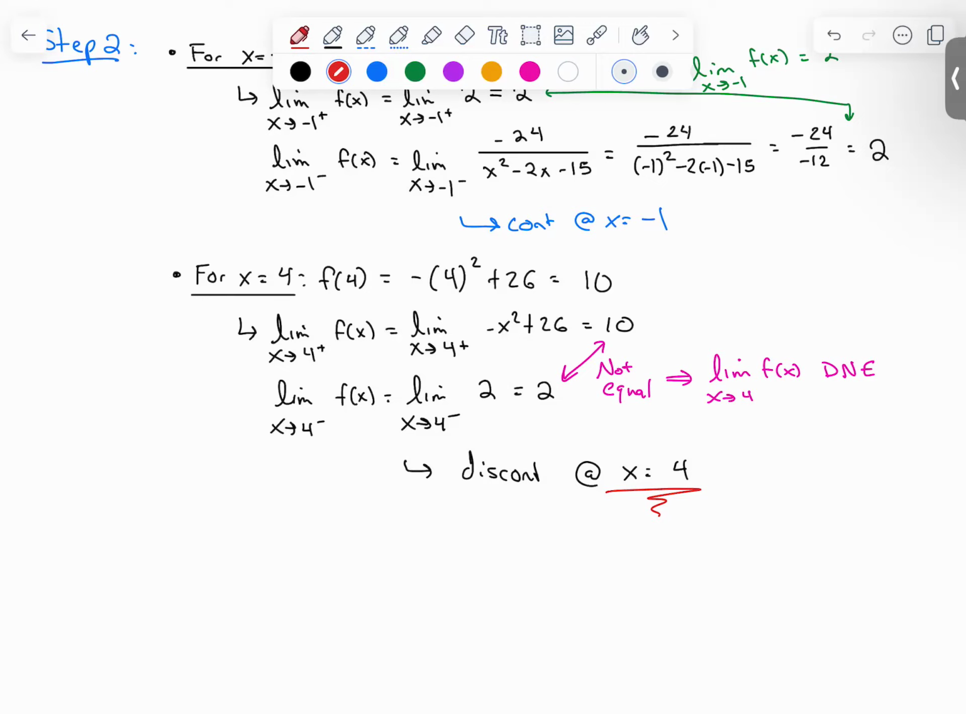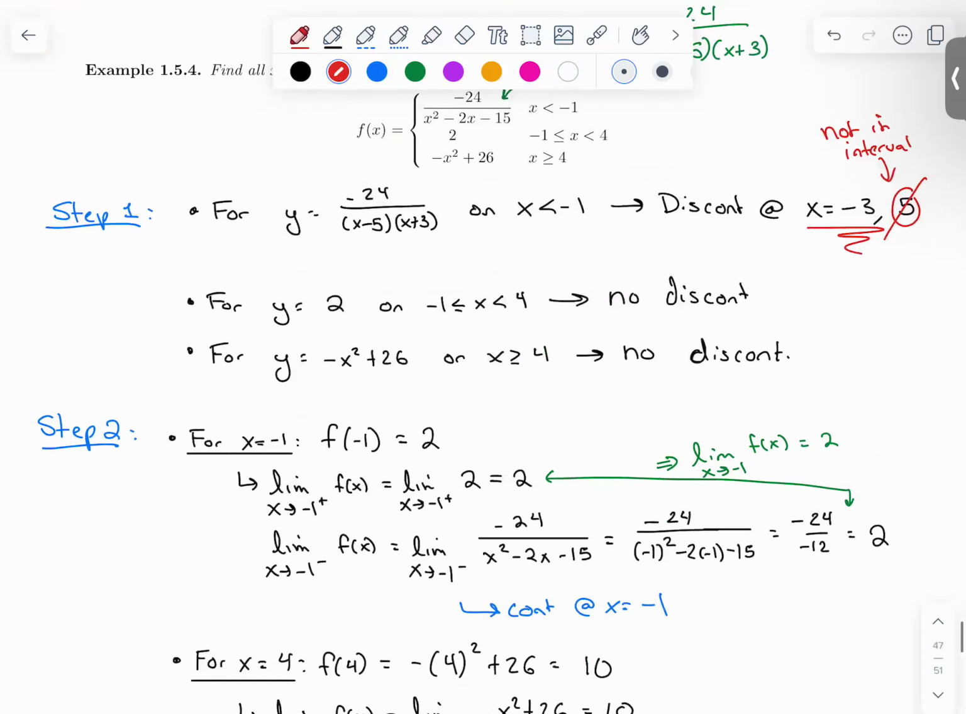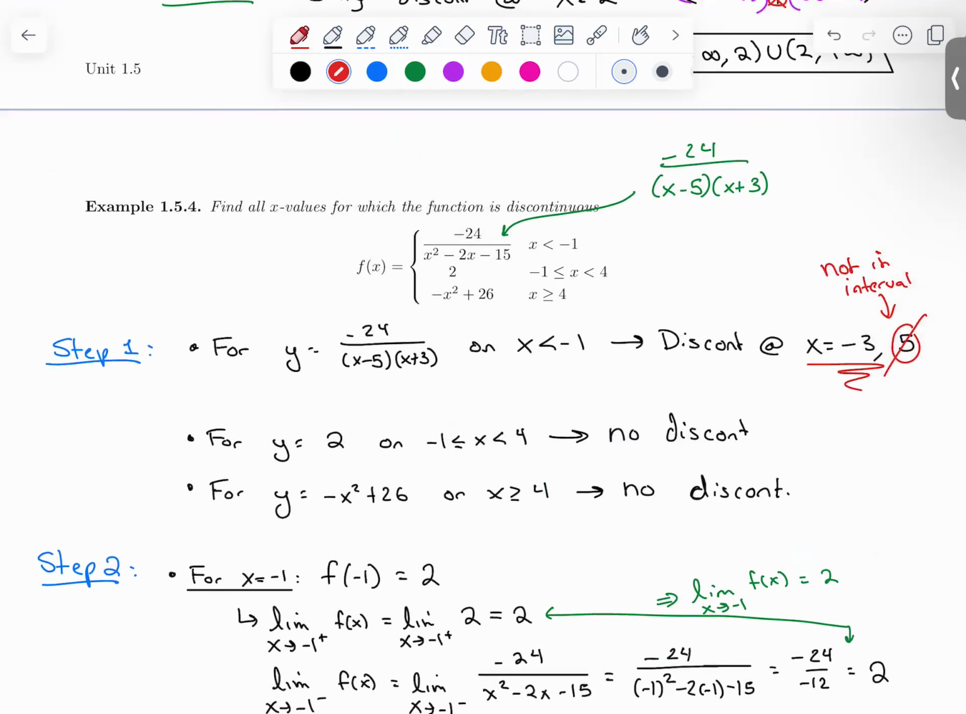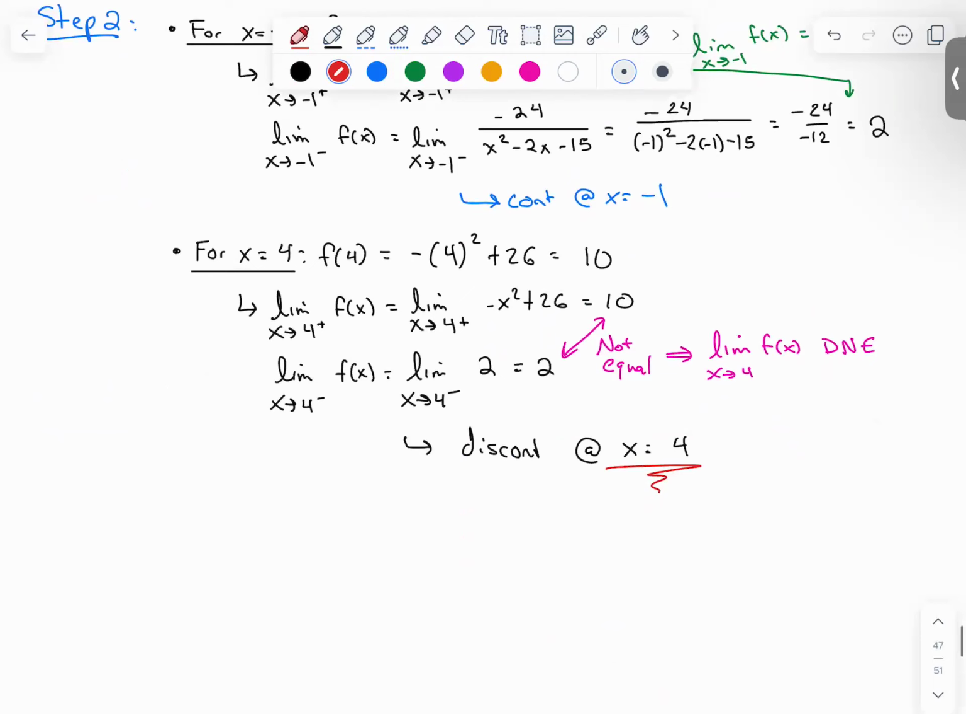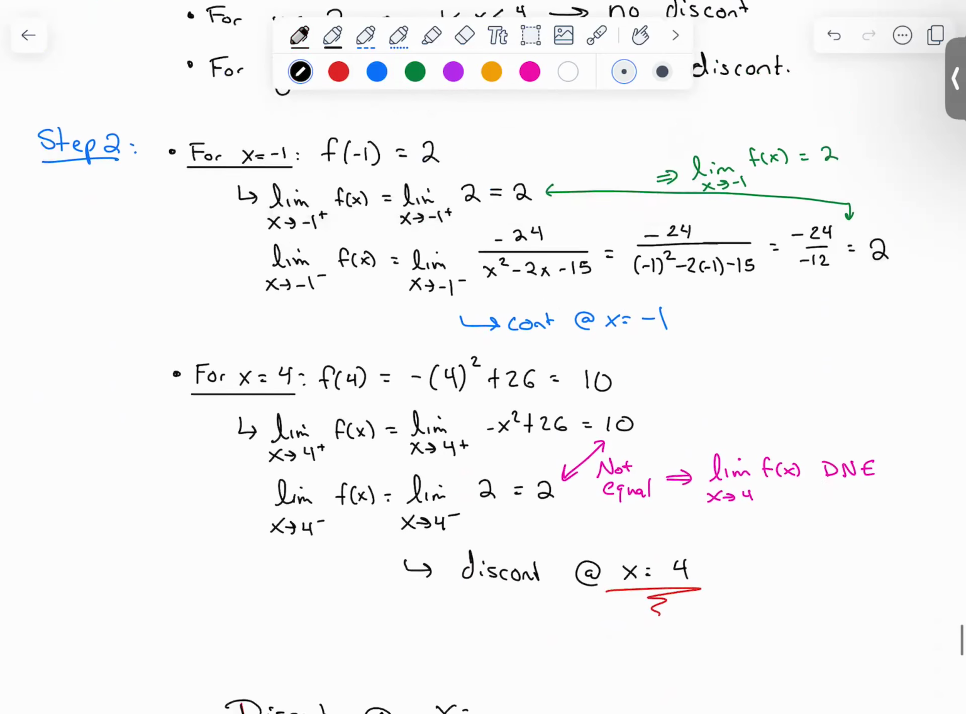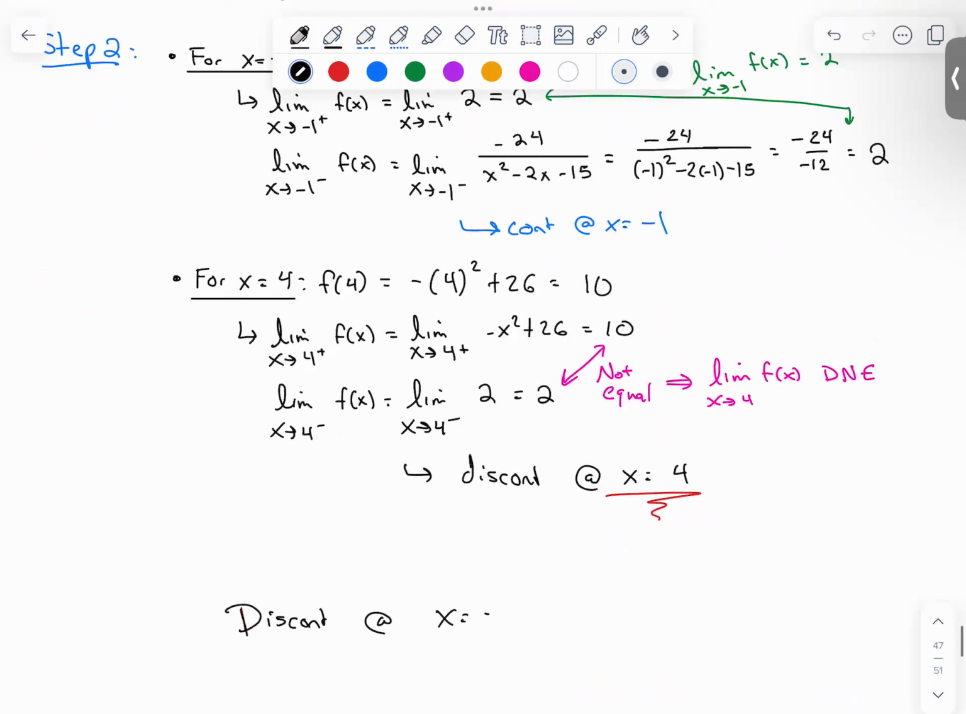So we've checked the pieces, we've checked the dividing values, we're all done. And notice that this problem says find the x values where it's discontinuous. It doesn't say find the intervals of continuity, it says find the x values. So we don't need to write any intervals, we just say discontinuous at x equals, what was it? The first one was -3 and 4. Done deal.